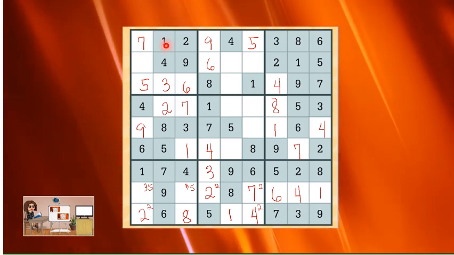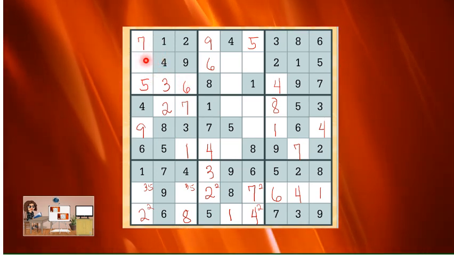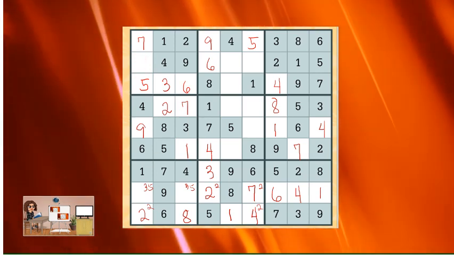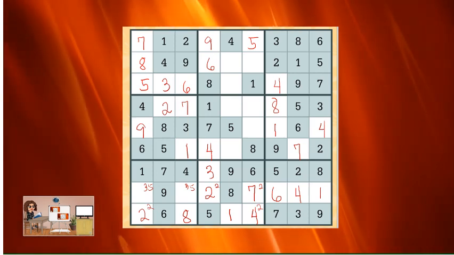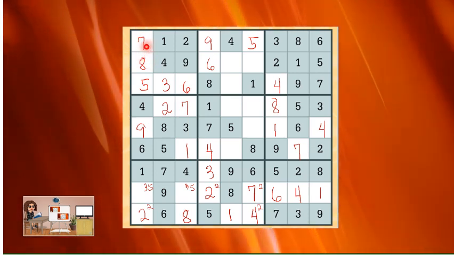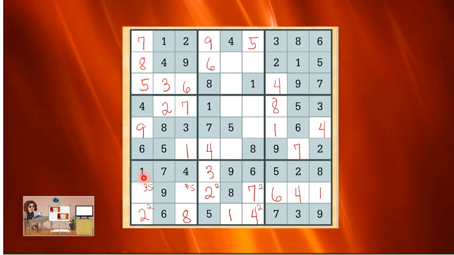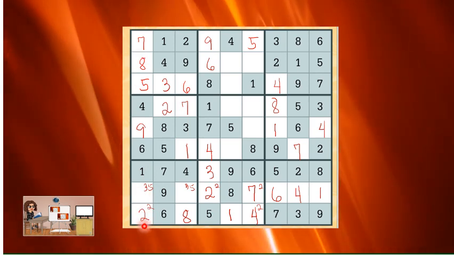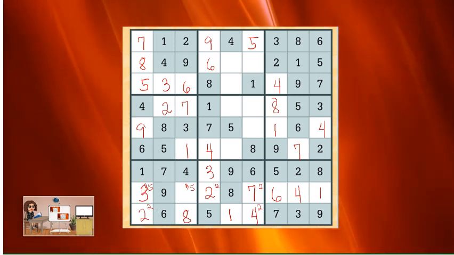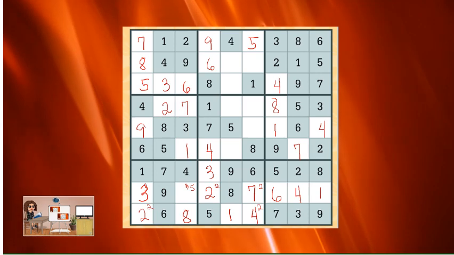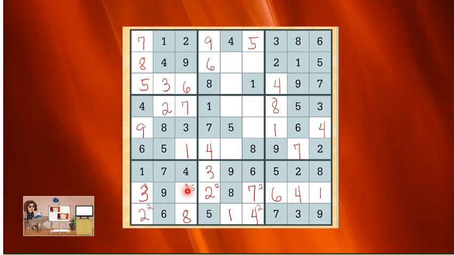So we get the numbers 1, 2, 3, 4, 5, 6, 7. And the only missing number is 8. So we write 8 here. So this is almost complete. This column is almost complete. So we have the numbers 1, 2. So the only missing digit here is 3. So if this is 3, then this must be 5.